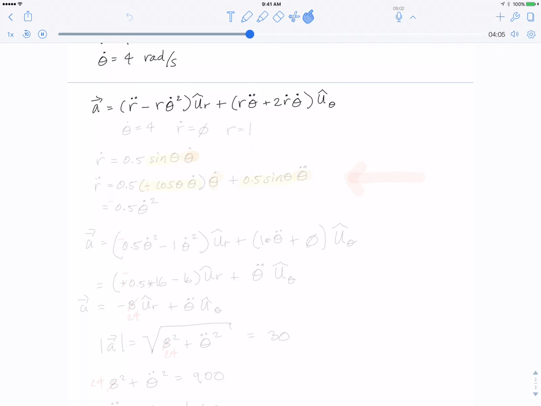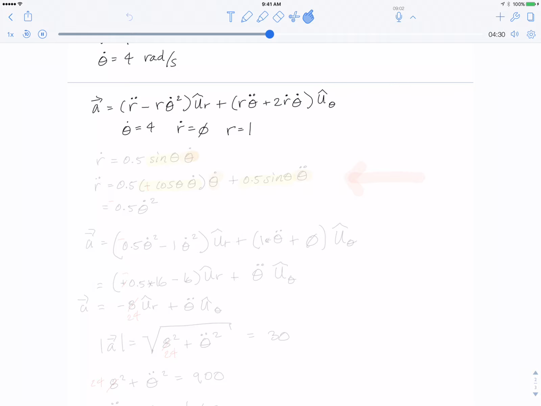So let's recap everything we know. We know that theta dot is 4 radians per second. We just got that. We know that r dot is going to be 0. We know that r is 1. And so the last thing we're going to have to figure out here is r double dot. So let's do that next.